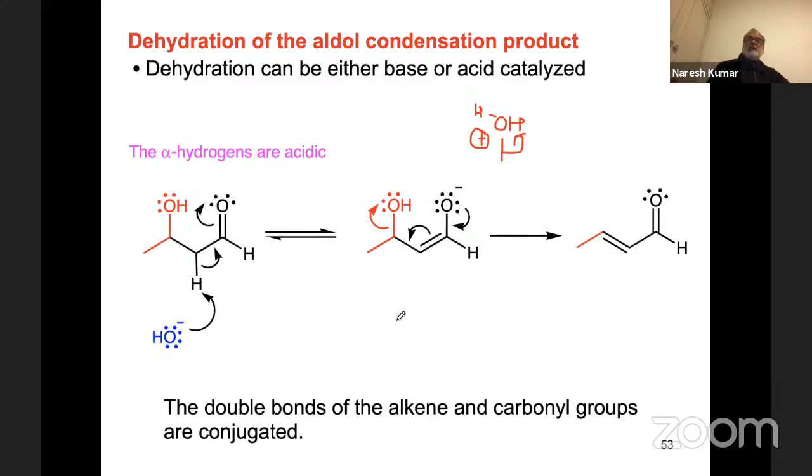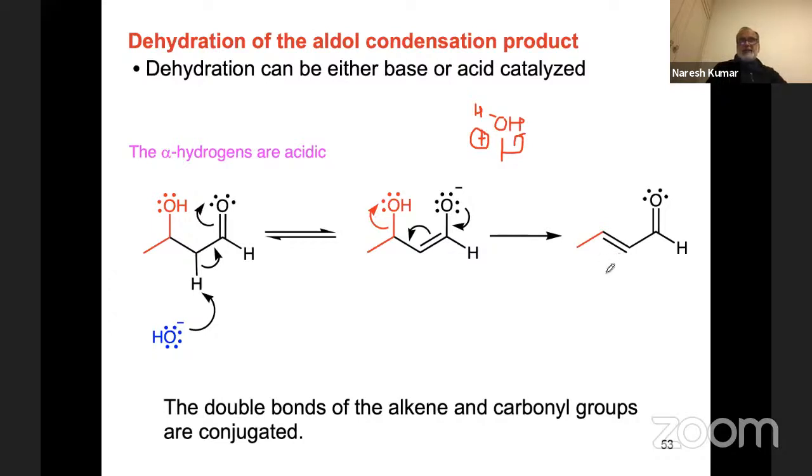So the aldol condensation reaction can be carried out in acid or base. The dehydration can be carried out in acid or base. It doesn't matter, because the end product has this conjugated double bond with the carbonyl group, and that is what is driving the reaction forward.